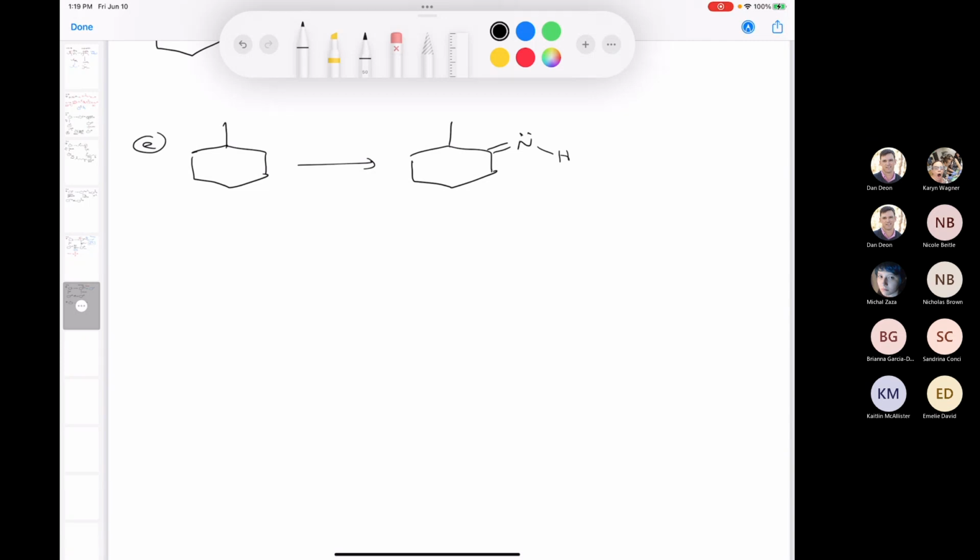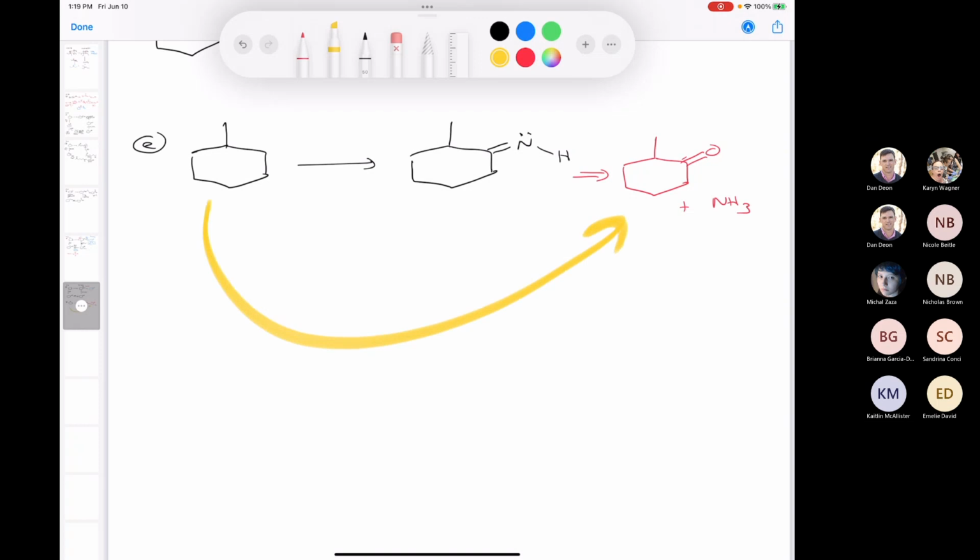And what you would want to remember from our lecture and from the book is that if you want to make an imine that has a hydrogen attached to the nitrogen, then what that's going to come from would be the corresponding ketone. So it would be 1-methylcyclohexanone plus ammonia. Again, if this was an R group, then it would be a primary amine, RNH2, but it's not an R group, so it's not a primary amine. It's just plain old ammonia.